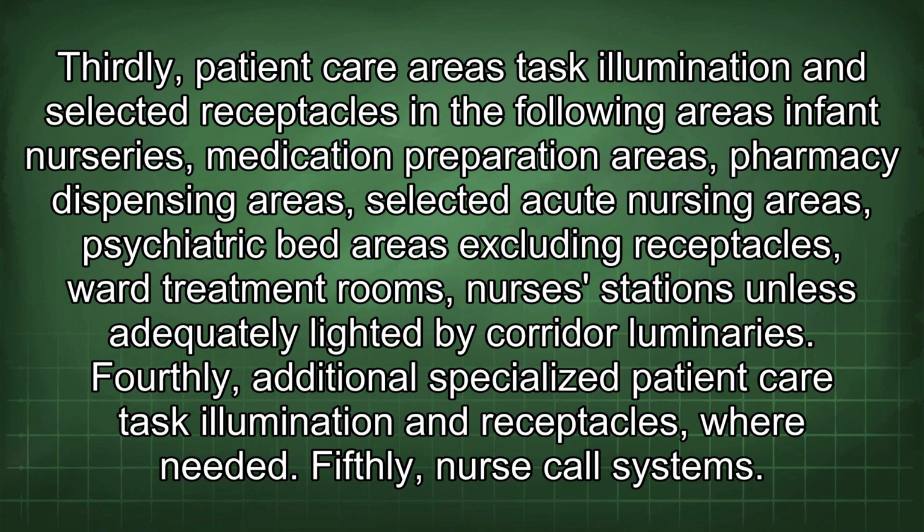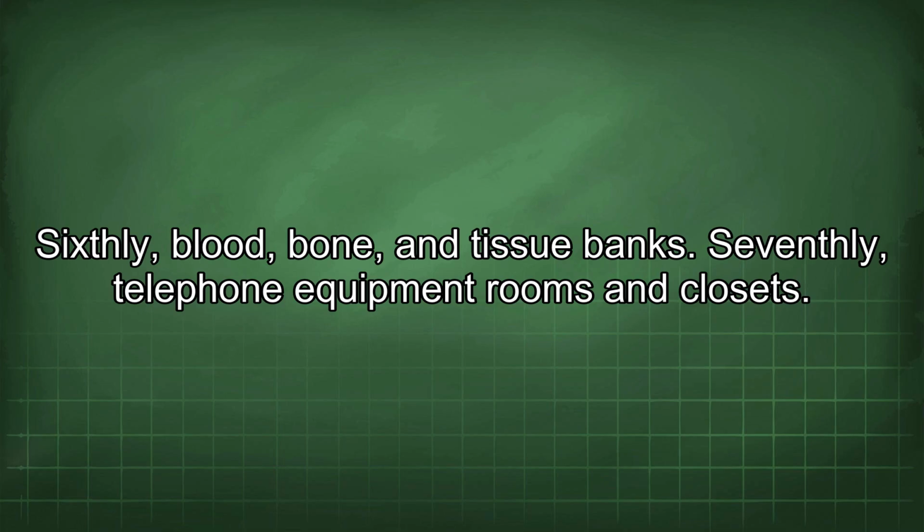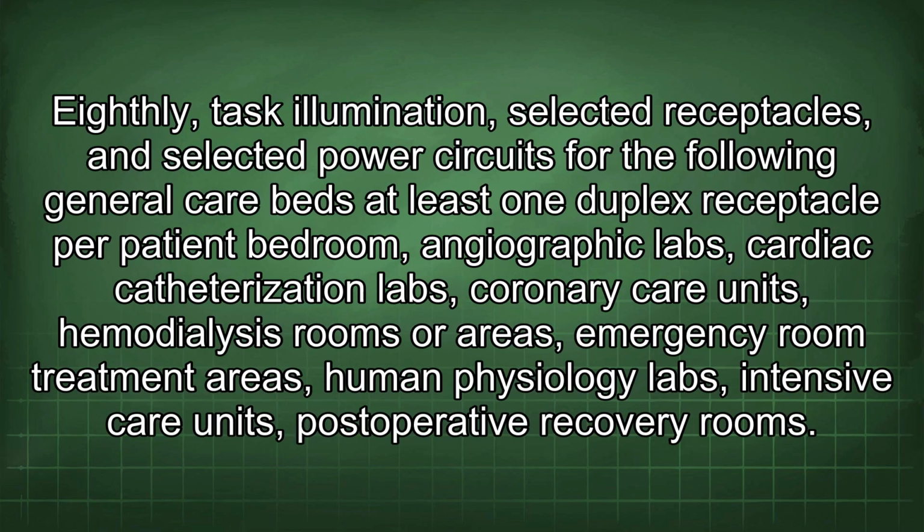Fifthly, nurse call systems. Sixthly, blood, bone, and tissue banks. Seventhly, telephone equipment rooms and closets. Eighthly, task illumination, selected receptacles, and selected power circuits for the following general care beds: at least one duplex receptacle per patient bedroom, angiographic labs, cardiac catheterization labs, coronary care units, hemodialysis rooms or areas, emergency room treatment areas, human physiology labs, intensive care units, post-operative recovery rooms.